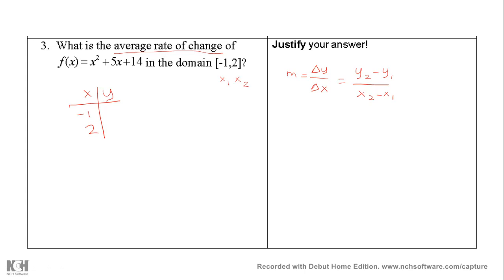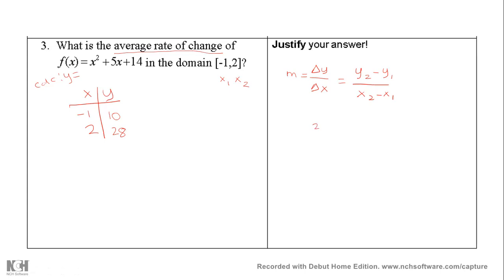So I already put them in, and I know that the value here is going to be 10, and my y2 is going to be 28. Now, if you didn't do that, remember, you're going to put this into y equals on your calculator, or you can go ahead and substitute the -1 in for x, and then the +2 in for x. Find f of -1 is equal to 10, and f of 2 is equal to 28. Now we can go ahead and substitute that in.